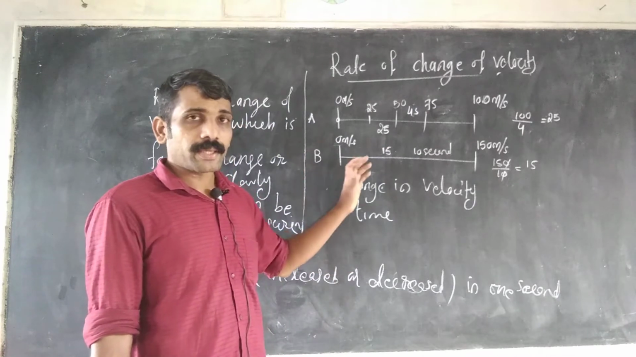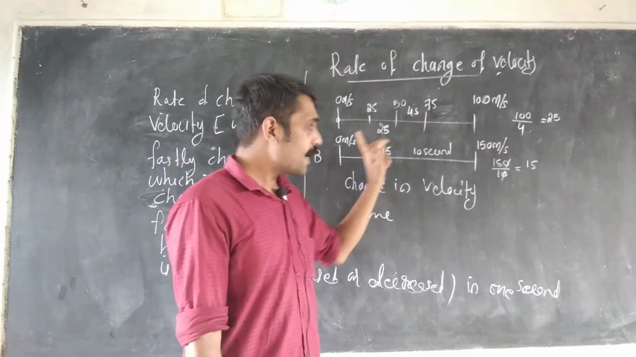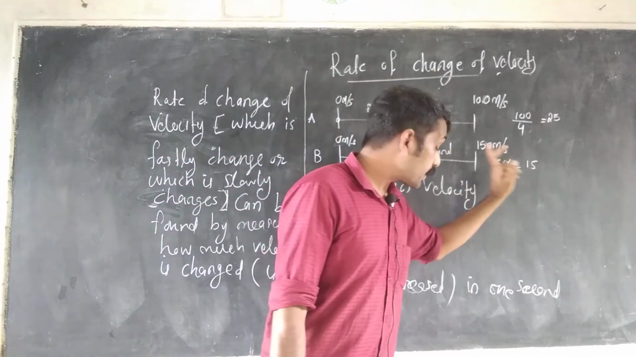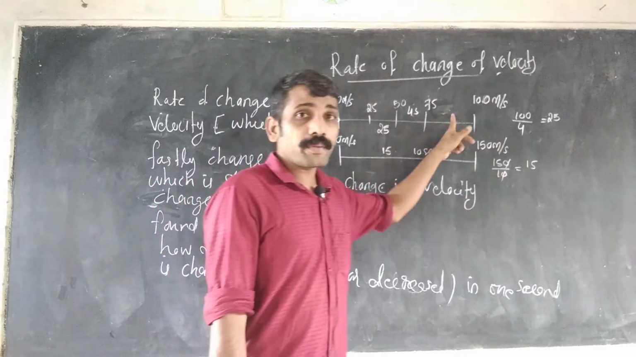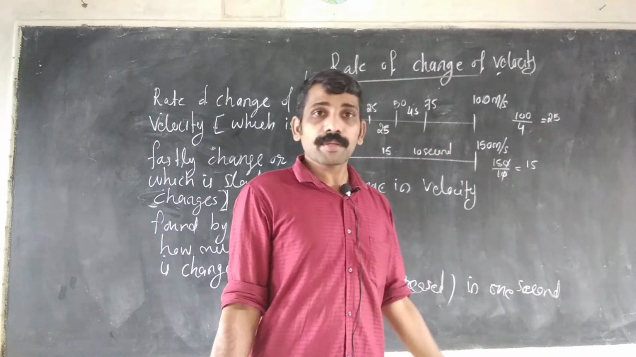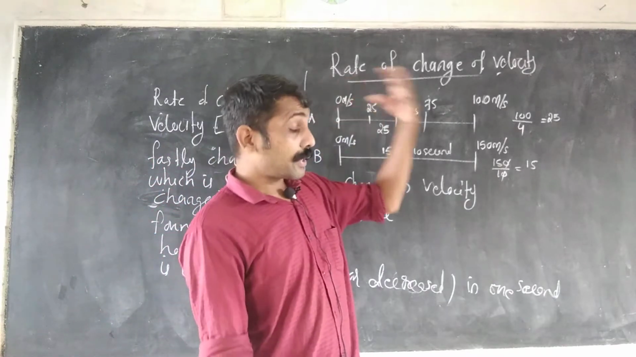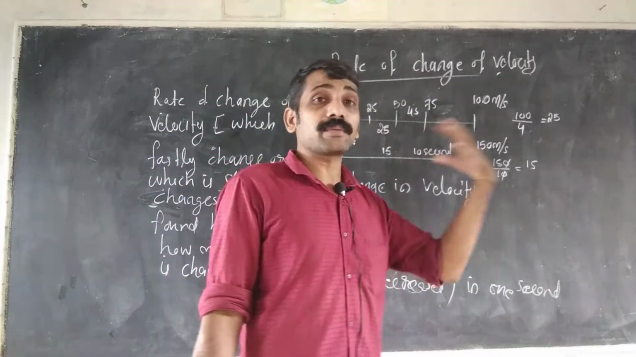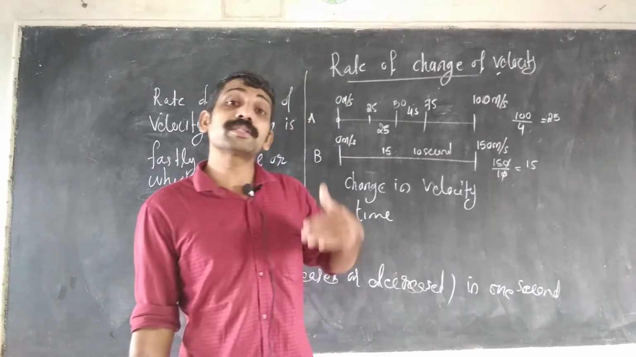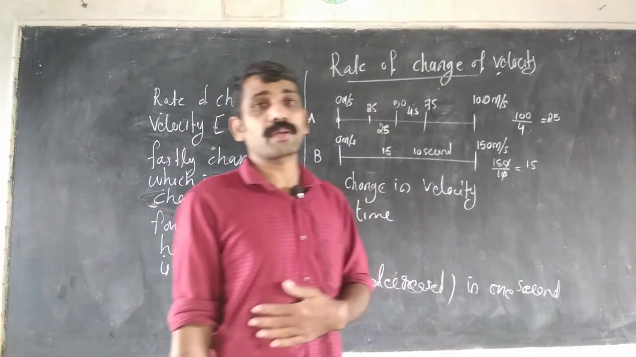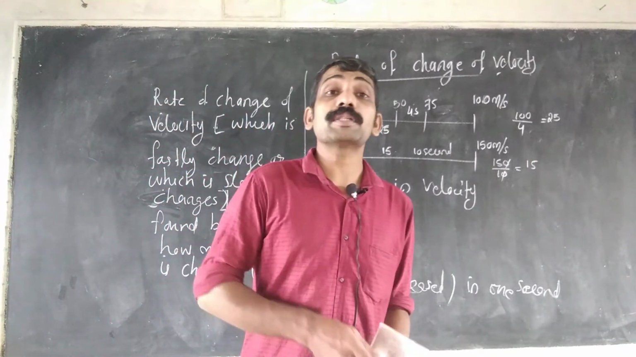Understand? So here the rate of change of velocity of object A is high, and the rate of change of velocity of B is low. Object A is moving fast and object B is moving slowly. So which changes fast and which changes slowly can be found by measuring how much velocity is increased in 1 second, or how much velocity is changed.